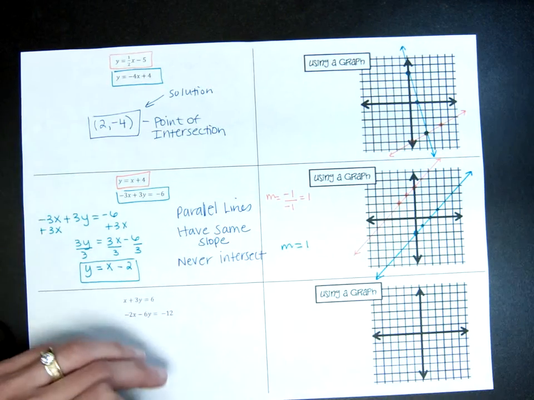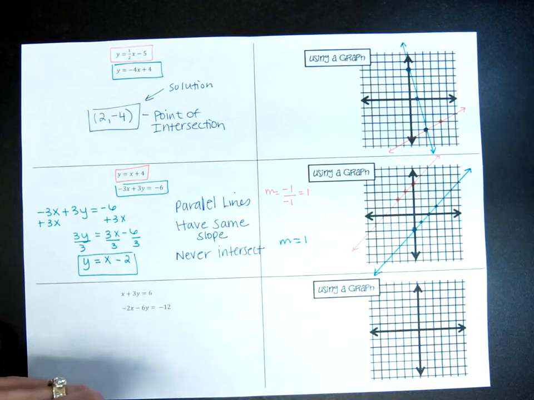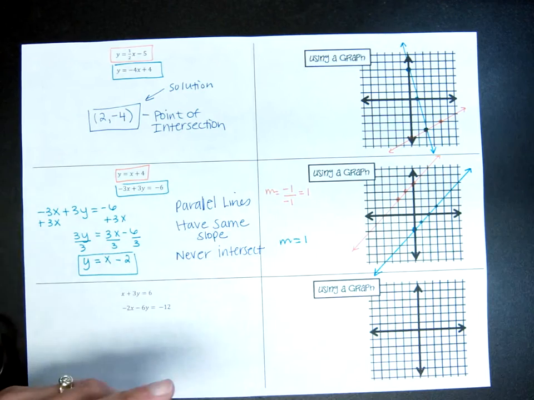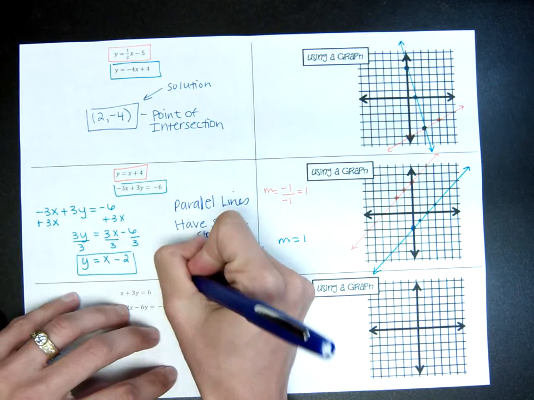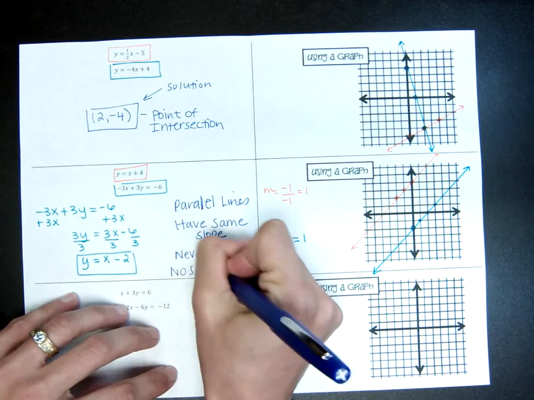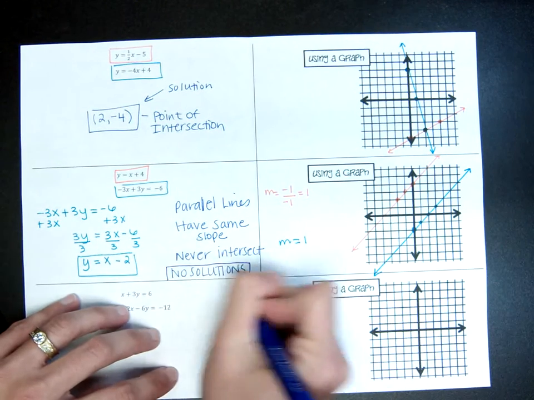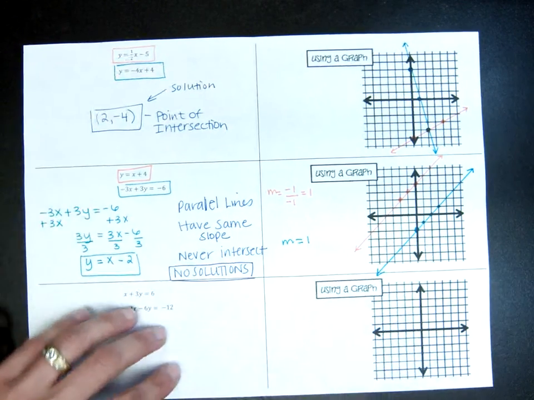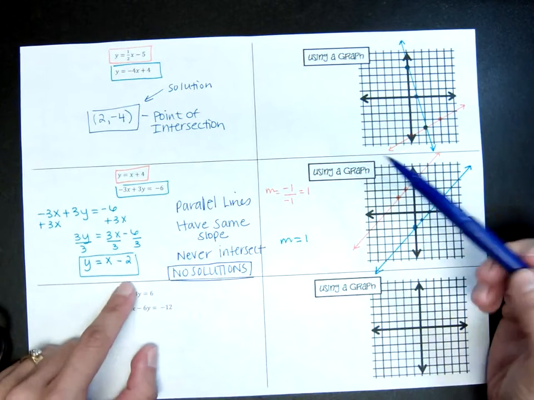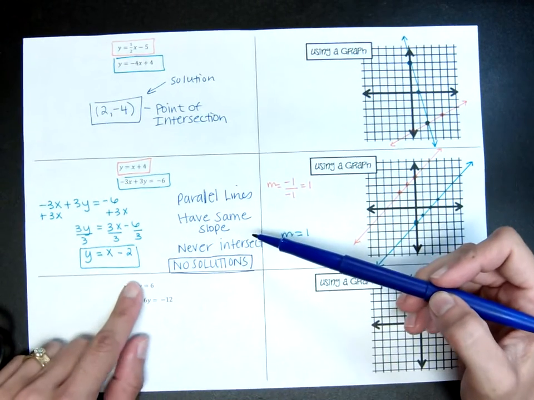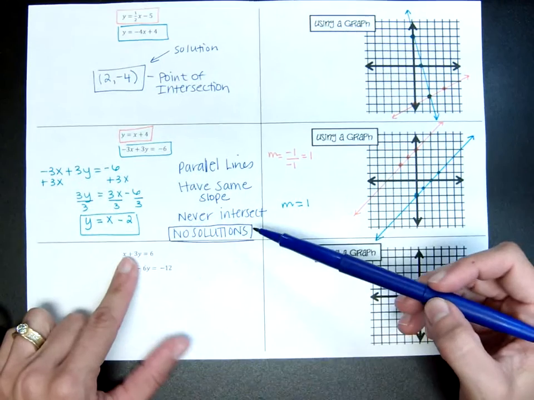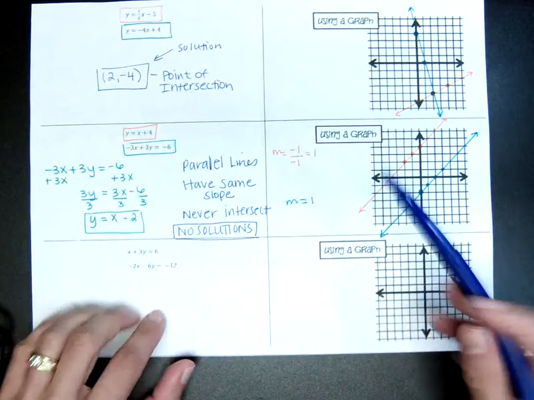So what are our solutions? Do we have a point of intersection? No. There are no solutions. If we have two parallel lines, they are going to have the same slope, and we will never have a point of intersection. So we have no solutions.